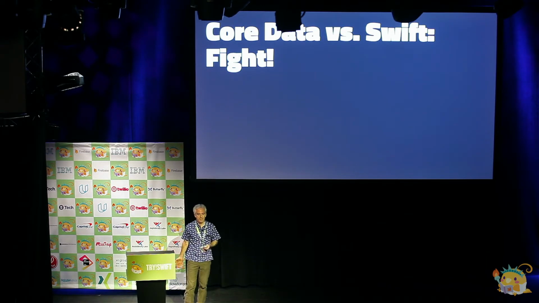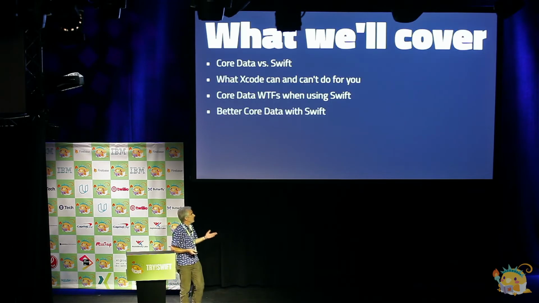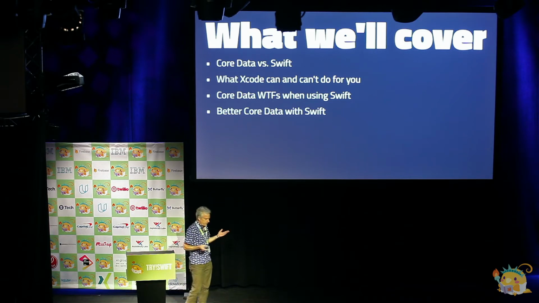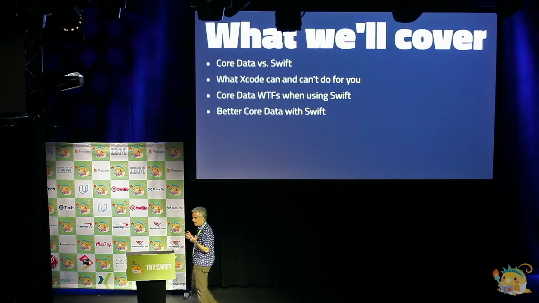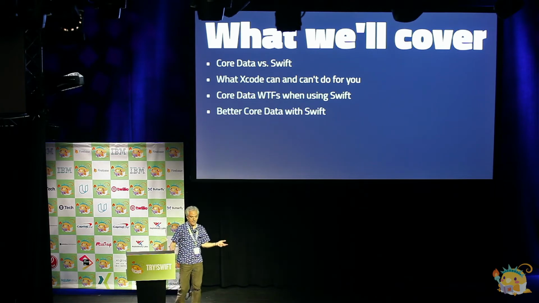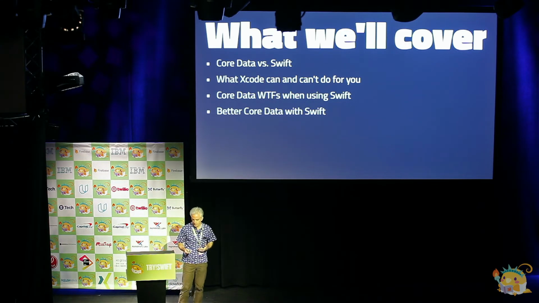This is, of course, one of the epic battles of the century, as some of you may have encountered. And I'm going to attempt to make some peace here. I've got a few things to cover. Just some general, why don't they play together well? What Xcode can help you with, what it won't help you with, what it'll fight you with. Some common stumbling points, WTFs, when using Swift with Core Data, and how to make things better going forward.